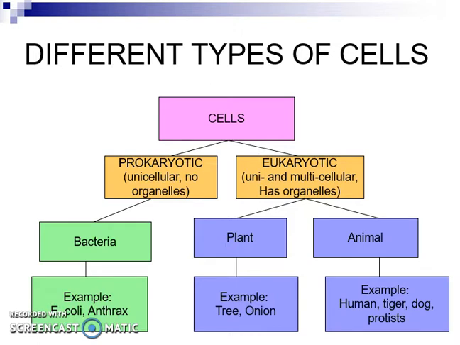So today we're going to really talk about cells, and there are two major types of cells, the prokaryotic cell, which is unicellular and does not have any membrane-bound organelles. And a good example would be bacteria, and going even further, a specific type of bacteria would be E. coli or anthrax. Versus the other side, we have eukaryotic cells, which can be unicellular or multicellular, just like our reading said. They have membrane-bound organelles, and we have two major examples, plant and animal. For plants, you can think of a tree or an onion, and for animals, you can think of the human, tiger, dog, or even protists, which are single-celled organisms.